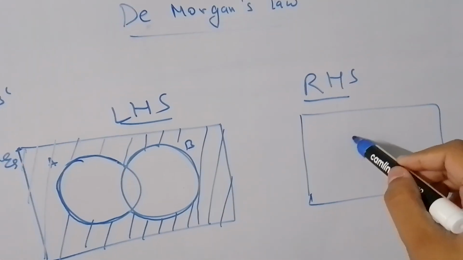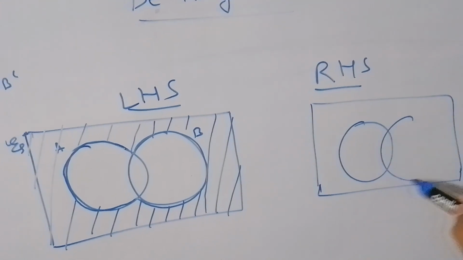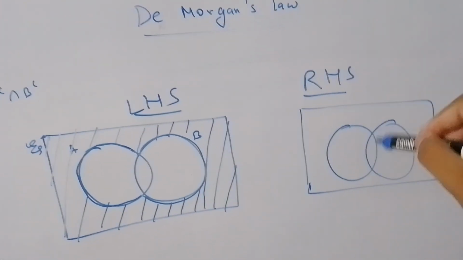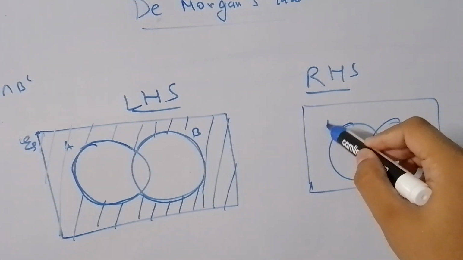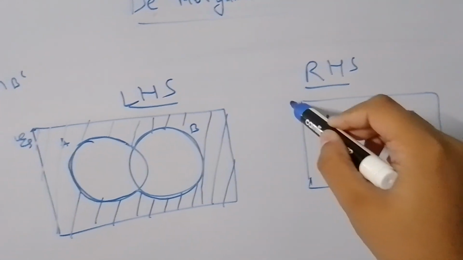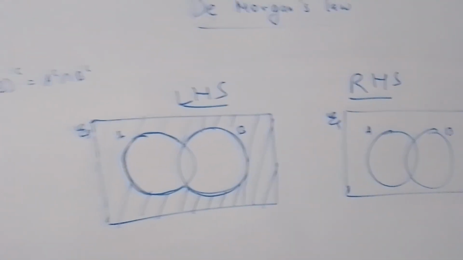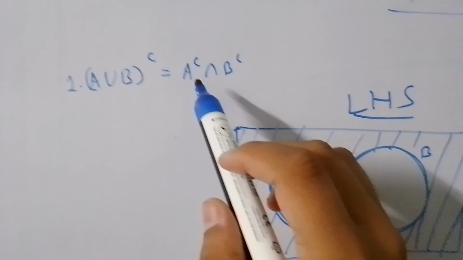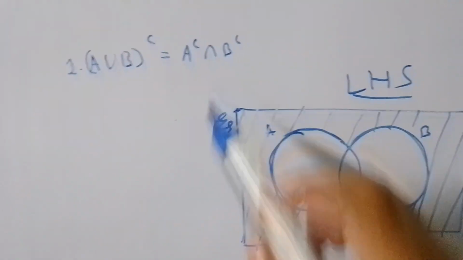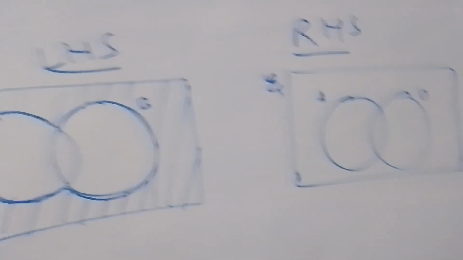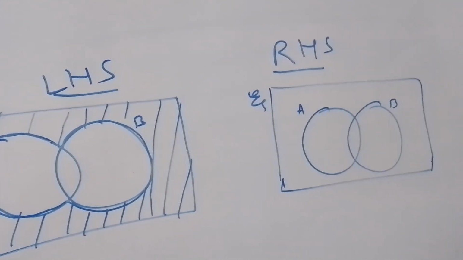so let's say this is A, this is B, and this is the intersection part, A, B. So A complement, what is the A complement? We will break down this RHS into two parts.